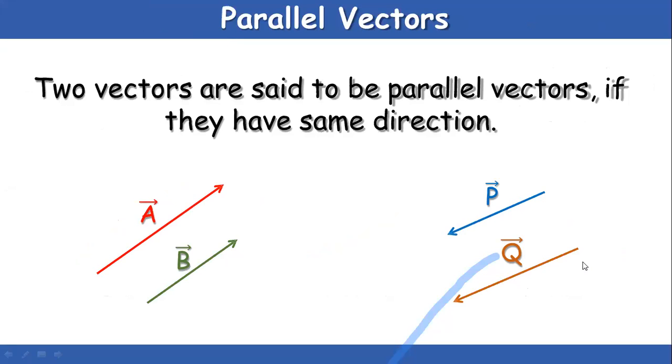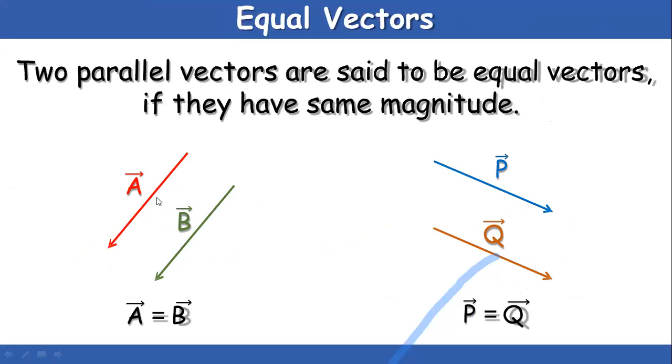Then A bar is equal to B bar. If vectors are equal, they are in the same direction and have the same magnitude. If the magnitude of A is equal to the magnitude of B and the direction of A is the same as the direction of B, then these vectors are called equal vectors. Two parallel vectors are said to be equal vectors if they have the same magnitude. What is the condition required? Two vectors must be parallel to each other. In addition to that, they should have equal magnitude. They should have the same magnitude.